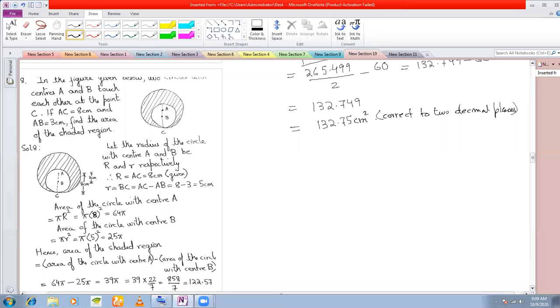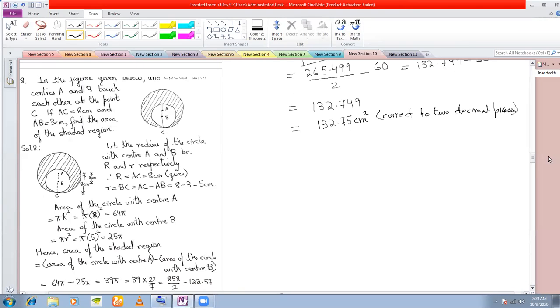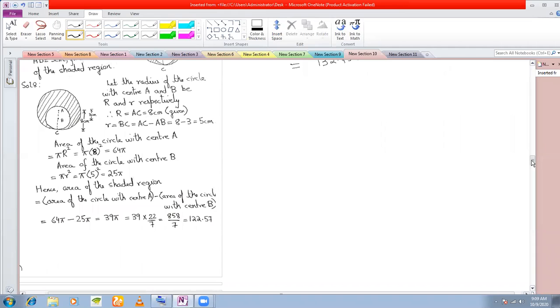In this figure, two circles are given. They have different centers. Now, this is not a circular ring. Remember, this is not a circular ring because the centers are different. Circular ring means the centers have to be the same. The circles have to be concentric in order for them to form a ring. This looks similar to a circular ring, but not actually a circular ring. Can anyone tell me what kind of a shape this is?